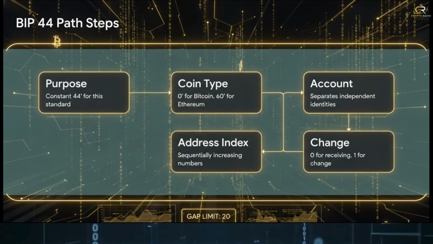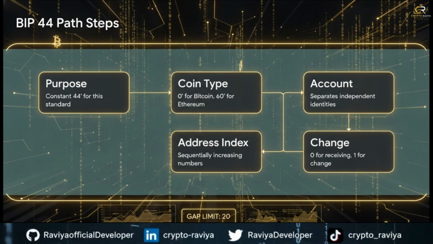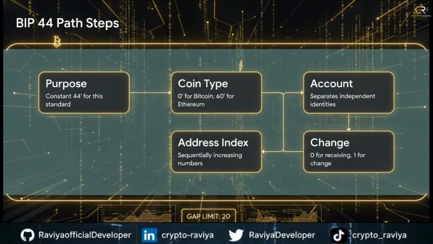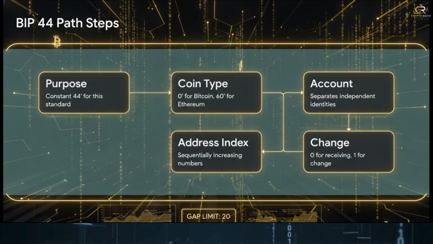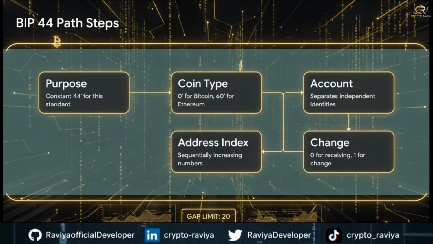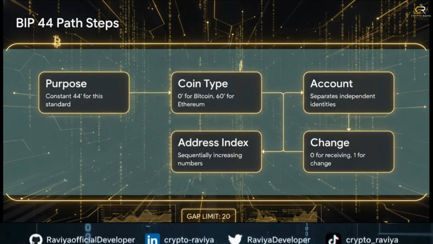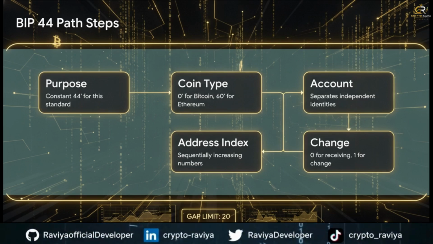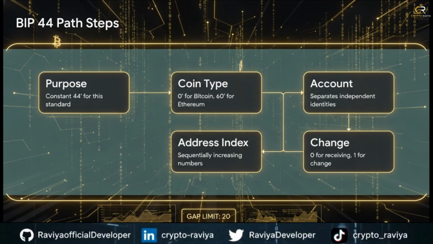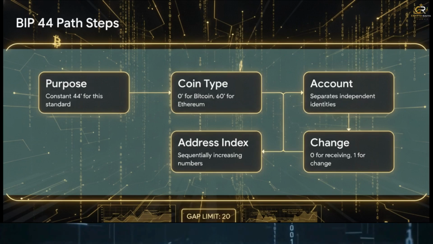First is purpose. This is set to 44, telling the software, hey, we're using this specific standard. Second is coin type. Bitcoin is 0, Ethereum is 60. This keeps totally different blockchains completely isolated from each other. Third is account, allowing you to separate your funds into, say, savings, checking, or business branches.